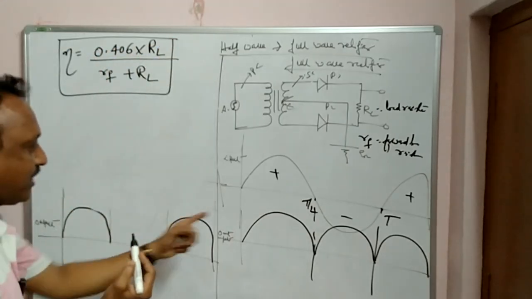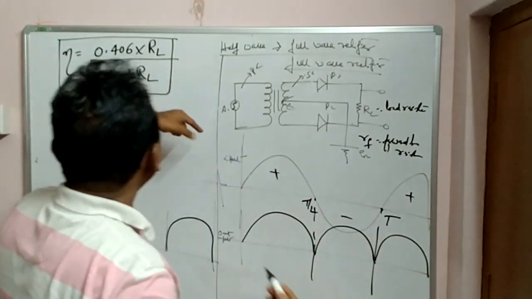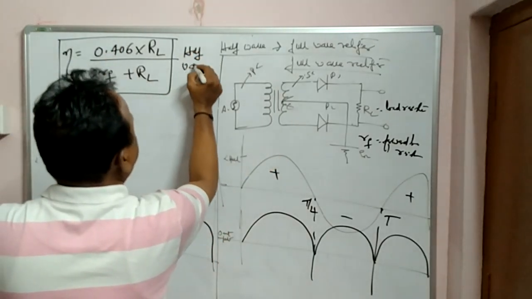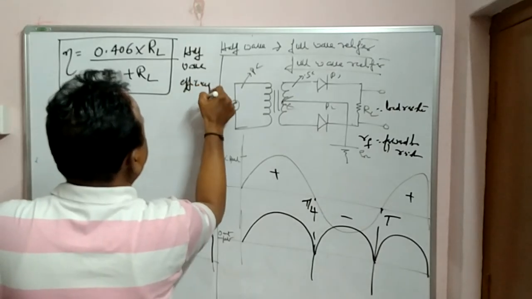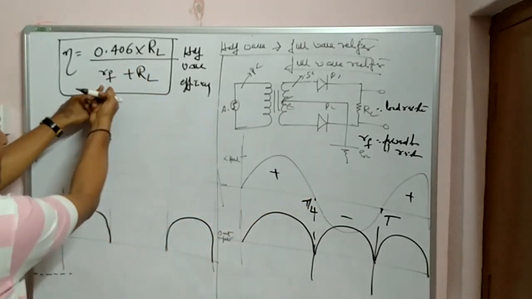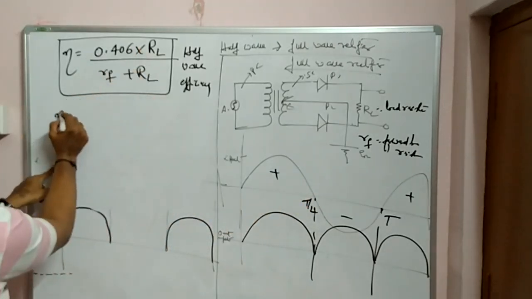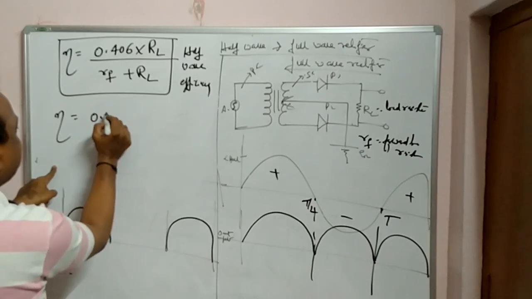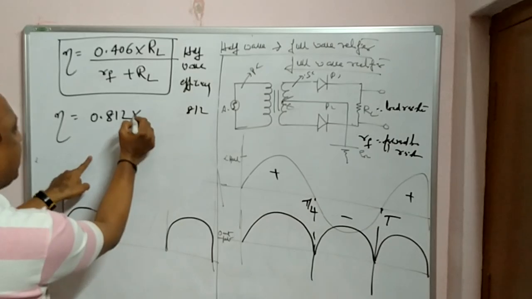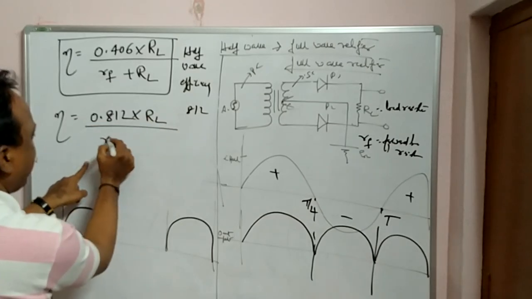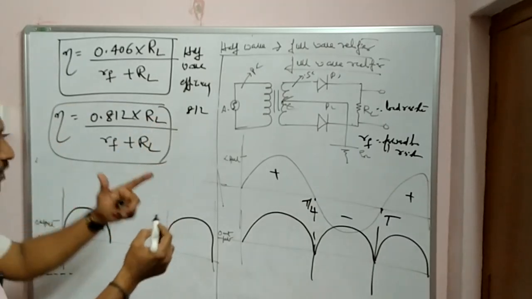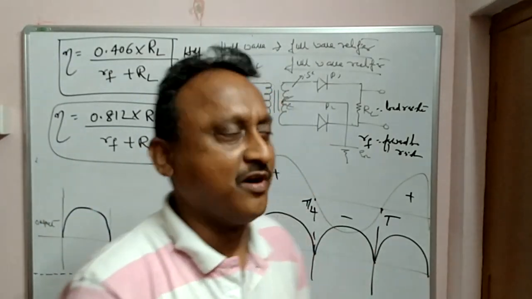This is half wave. But in full wave, full rectification is done, so it is two times. This is the half wave efficiency: 0.406 into RL, external load resistance value, by forward bias resistance plus external load. Full wave efficiency becomes 2 times. Two times 0.406 is 0.812, because 2 sixes are 12, 2 fours are 8. 0.812 into external load resistance by forward bias resistance plus external load resistance. So in full wave, the value is 2 times the value of half wave.